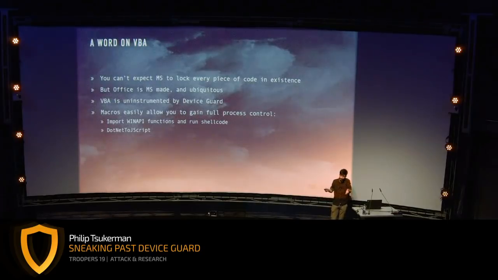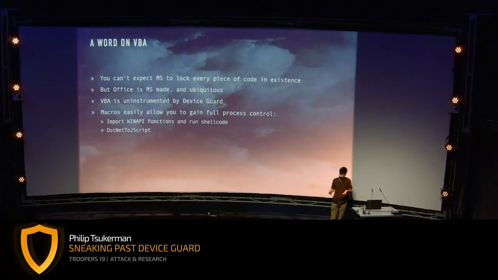And it's simply not instrumented by Device Guard, meaning that if you run VBA, you can run whatever VBA you'd like. And this allows you to run arbitrary WinAPI functions and run shellcode, arbitrary execution, or use arbitrary COM objects, and do stuff like .NET to JScript. And again, arbitrary execution. And well, Microsoft has told me that because it's not an integral part of Windows, it won't be instrumented, and Device Guard will not be implemented, at least soon, for this.